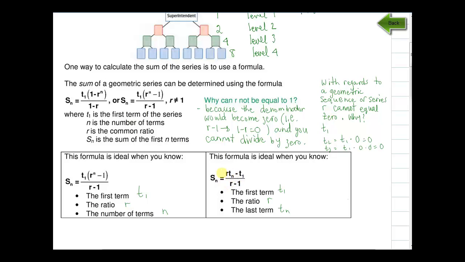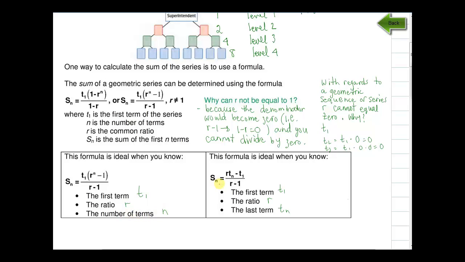We have a second formula that we can use to calculate a sum. It's S subscript n equals r times T subscript n minus T subscript 1, all divided by r minus 1. You would use either one of these two formulas depending on the information that you have. For the first one, it's ideal to use it when you know what the first term is, T subscript 1, what the ratio is, r, and what the number of terms is, n.